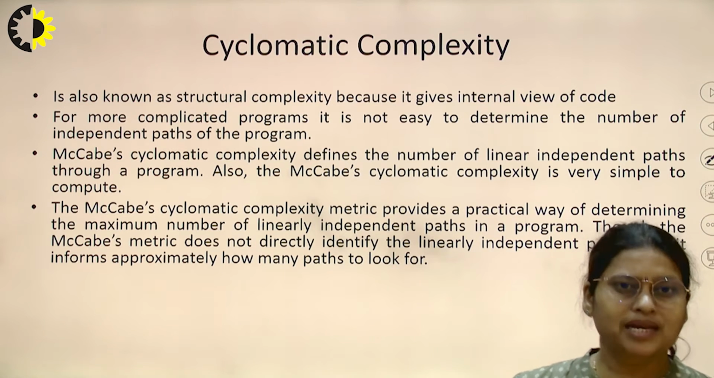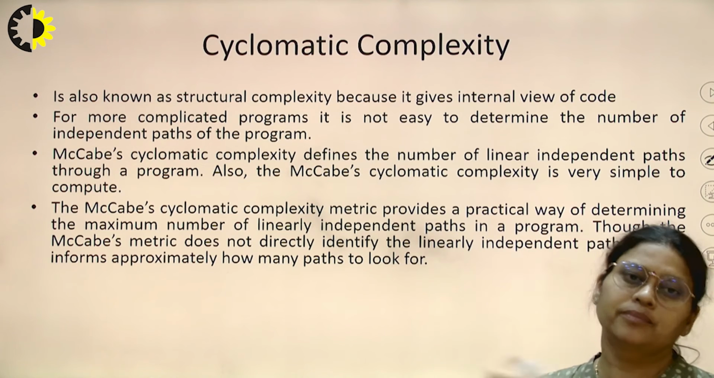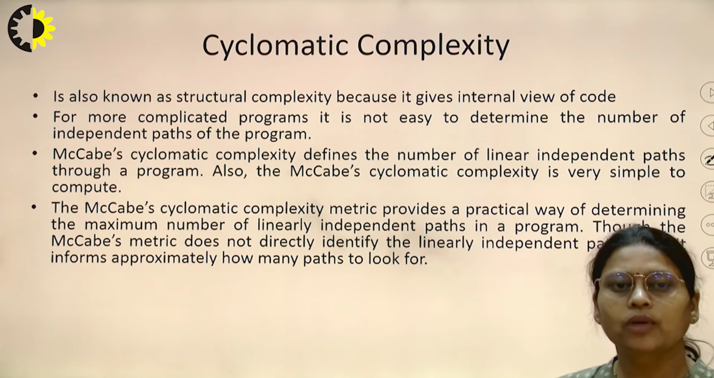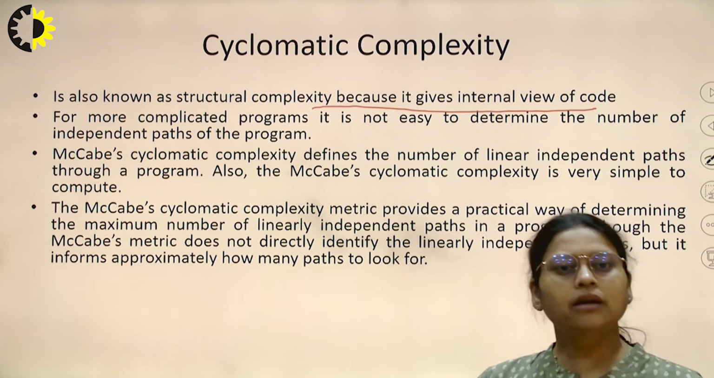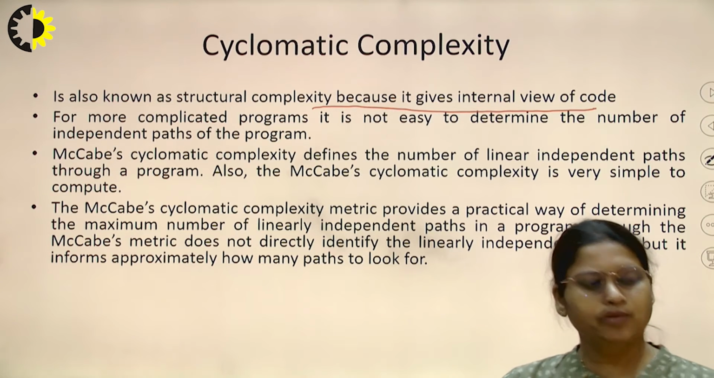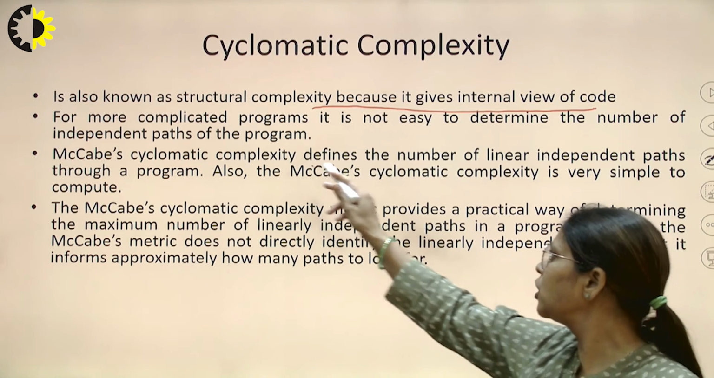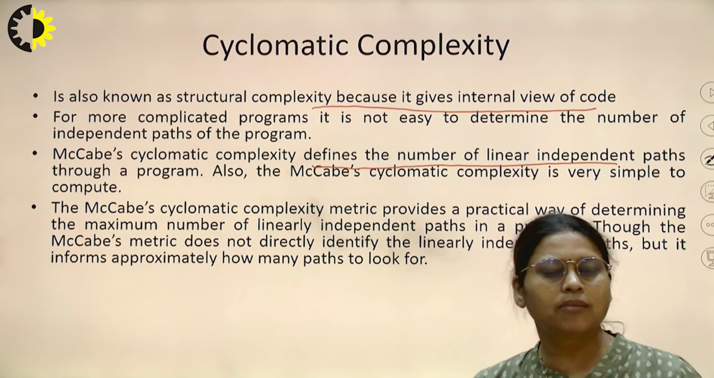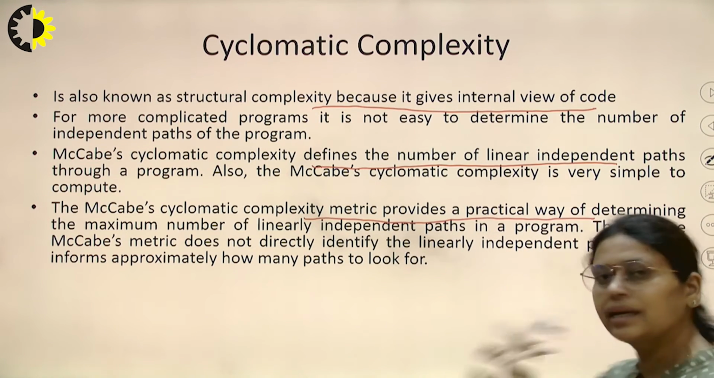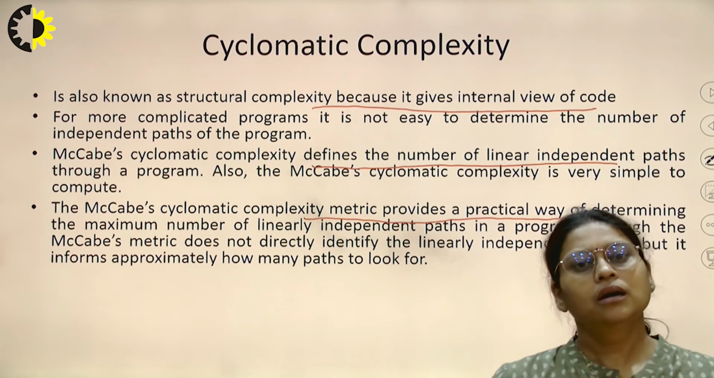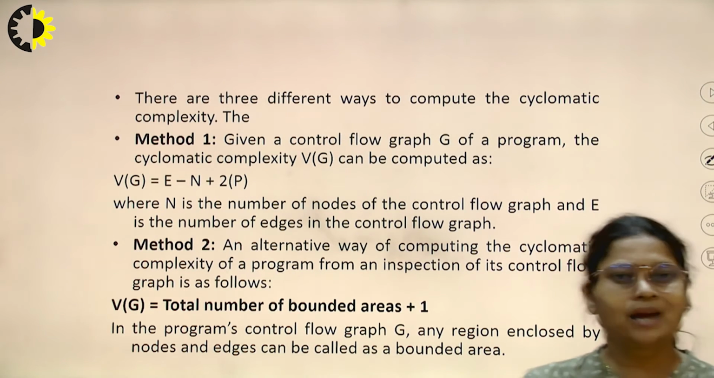Now we come to complexity, cyclomatic complexity. We can calculate the complexity of the program once we convert the program into a DD graph. It is known as structural complexity because it gives an internal view of the code. For a more complicated program, it is easy to determine the number of independent paths of the program. McCabe's cyclomatic complexity basically defines the total number of independent paths in the program. McCabe's complexity metric provides a practical way of determining the complexity, or identifying the linearly independent paths in the program. There are three methods for calculating this complexity.